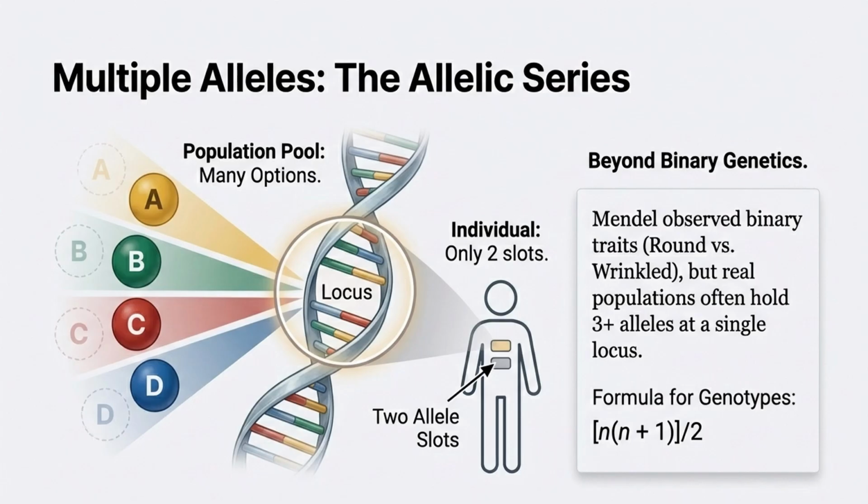To calculate how many possible genotypes can exist for n number of alleles, we use the formula n times (n plus 1), all divided by 2.